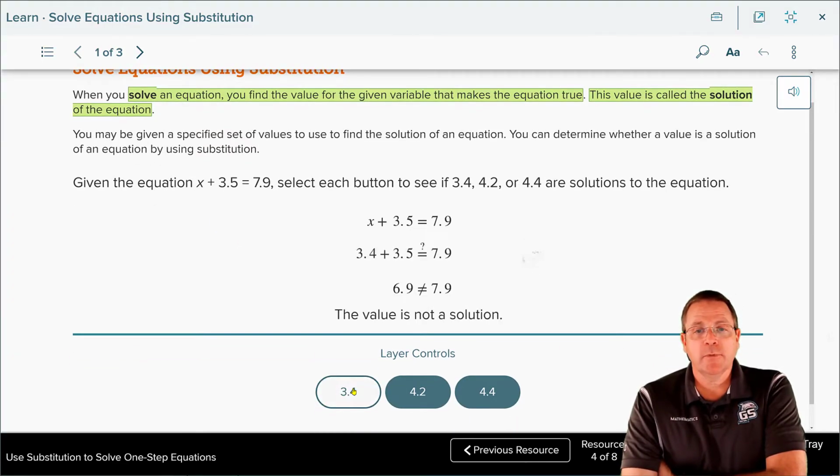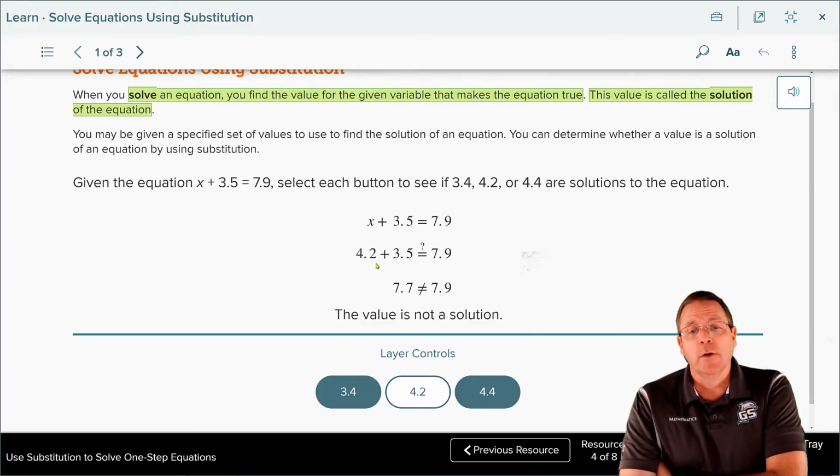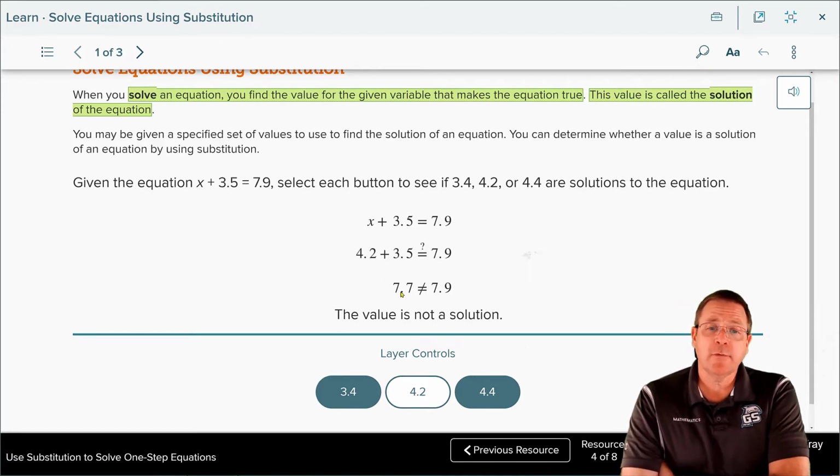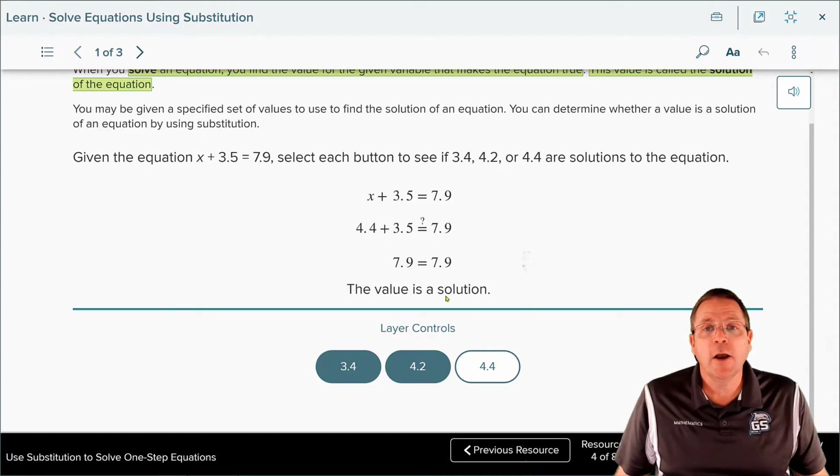So when we substitute in 3.4 for x, we get 6.9. 6.9 is not equal to 7.9, and since that's not equal, 3.4 cannot be an answer. Let's try 4.2. If we put in 4.2 for x, we get 7.7. We're closer, but 7.7 is still not equal, the equal sign with a line through it means not equal, to 7.9. That means it must be 4.4. 4.4 added to 3.5 gets us 7.9. 7.9 does equal 7.9, so 4.4 is going to be the only valid solution out of the set of numbers that they gave us.